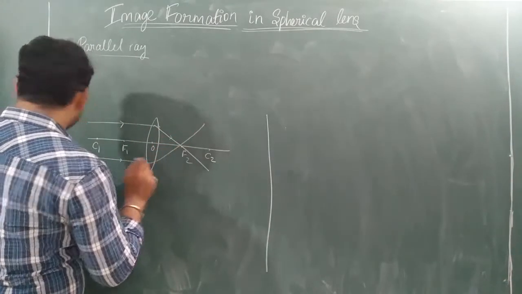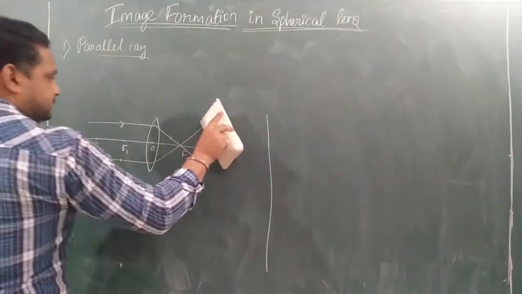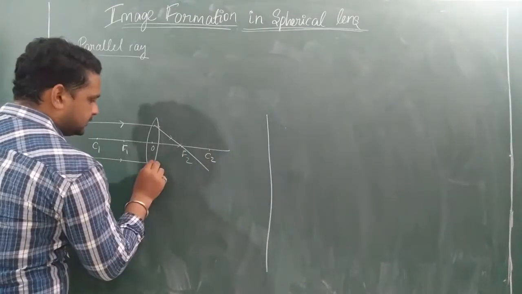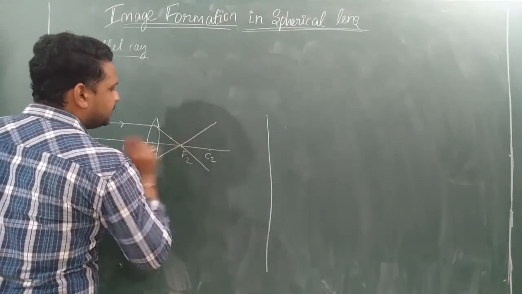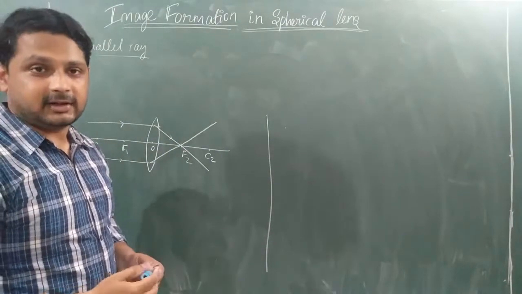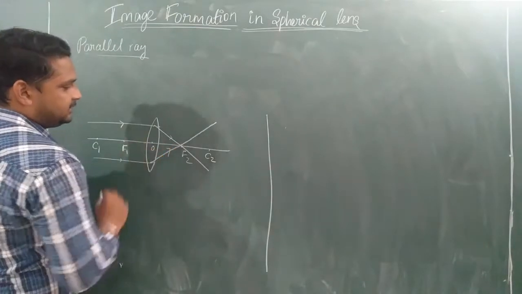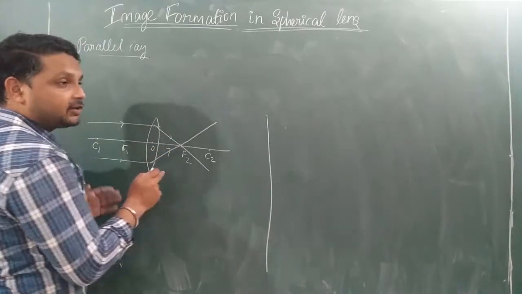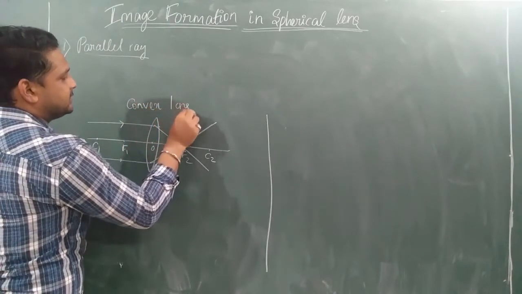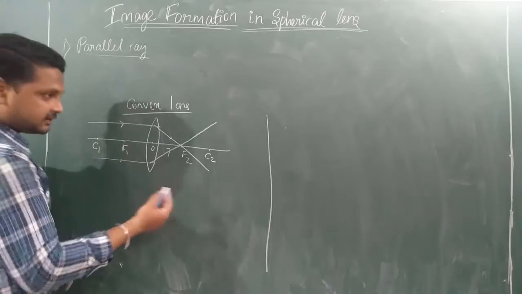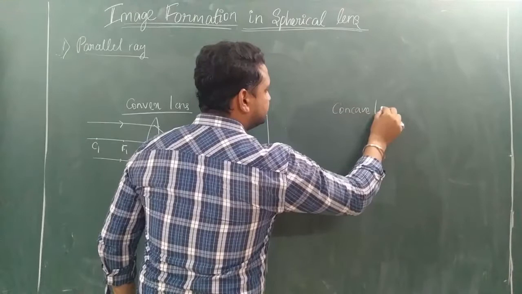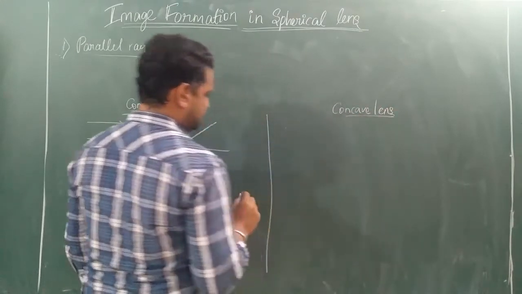Always remember, you have to draw this diagram using a ruler and pencil. So this is the emergent ray. That's why convex lenses are called converging lenses. Now let's see the concave lens.